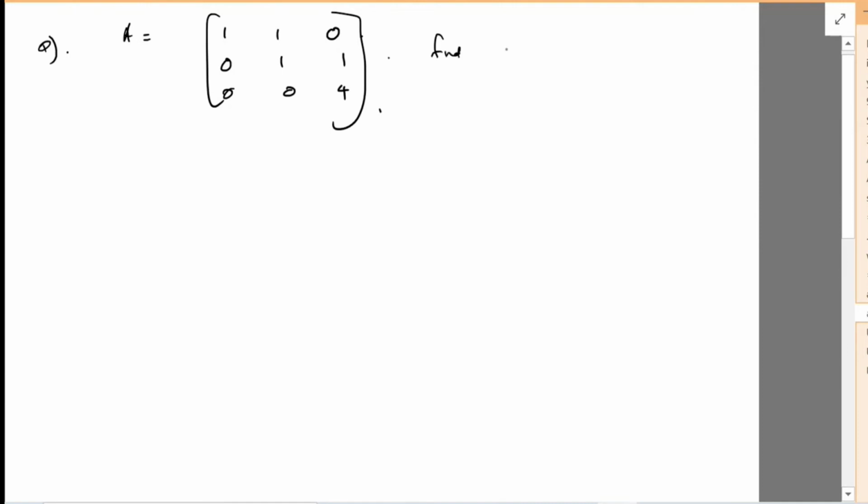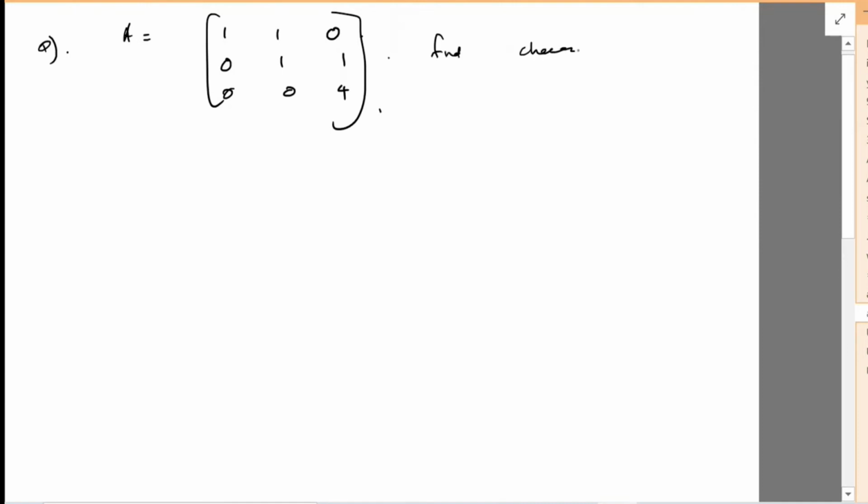Okay, we can do one more question. A equal to 1, 1, 0, 0, 1, 1, 0, 0, 4. The question is to find the eigenvalues.